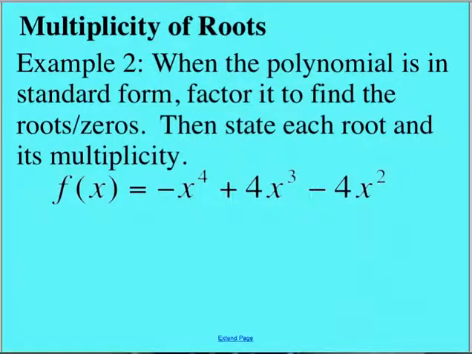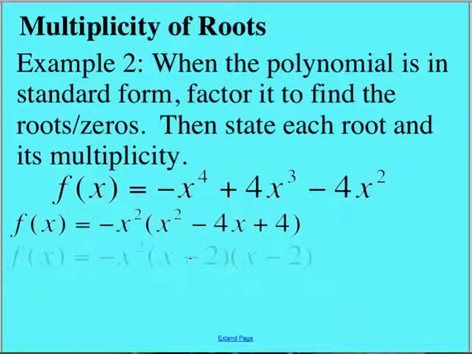My second example says when the polynomial is in standard form, you want to factor it to find the roots or the zeros, and then state each root and its multiplicity. So out of each term, I could factor out a -x squared, and then I can factor my x squared minus 4x even further to get x minus 2 times x minus 2.